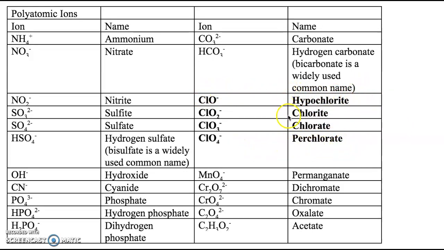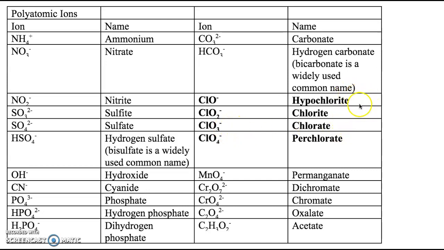The hypochlorite, chlorite, chlorate, and perchlorate. Hypo means less than. That was in the previous page of notes. So it has less oxygen than the chlorite. That's what the hypo denotes. And then the per means more than. So it has one more oxygen than the chlorate. So it has 4 oxygens compared to the 3 that are in chlorate.